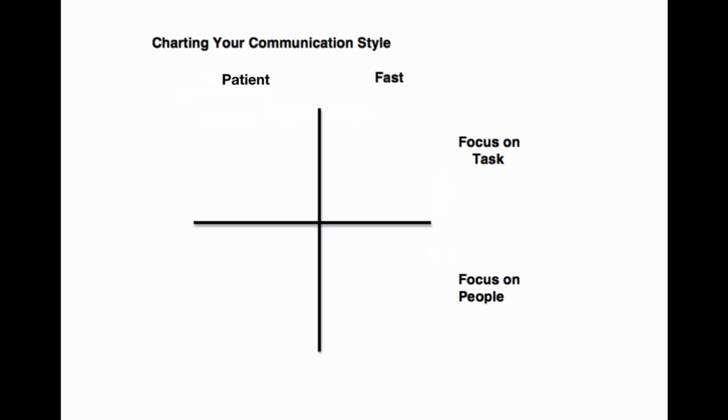Let's say that you are fast and you focus on the task. We would call you a driver. This is an impatient person, a quick person, who focuses on getting things done. If instead of fast you were more patient and focused on the task, we would say you're analytic. Generally, you're good with facts and data and you take your time to be accurate.